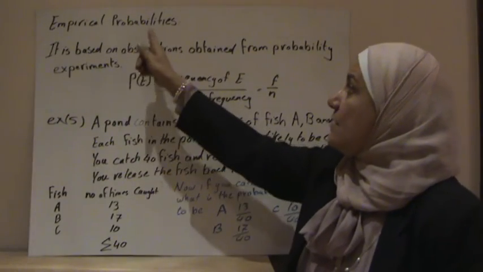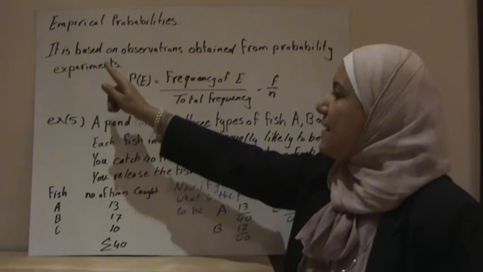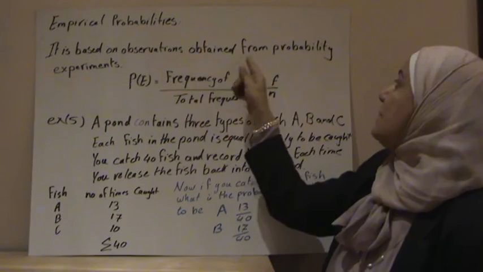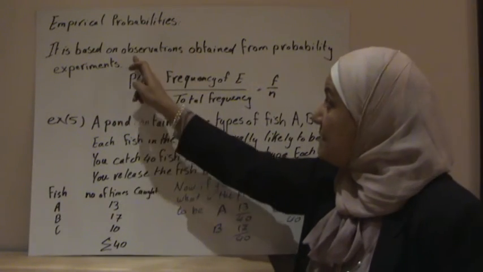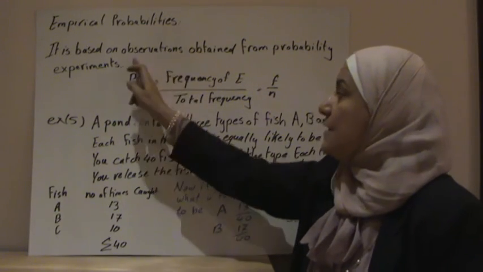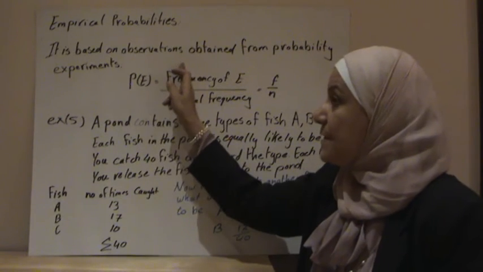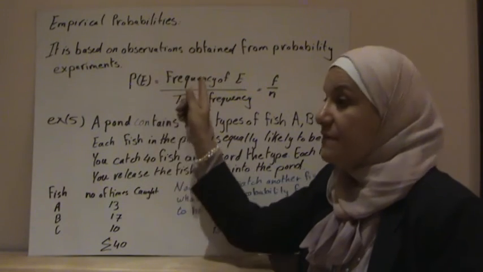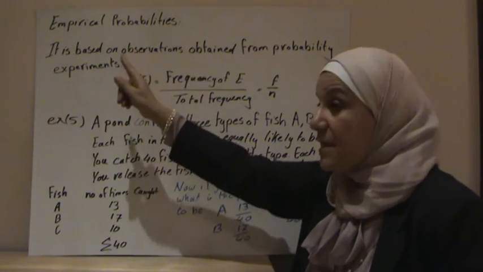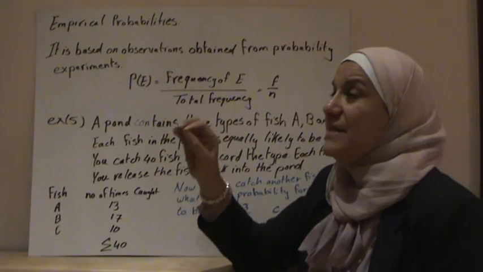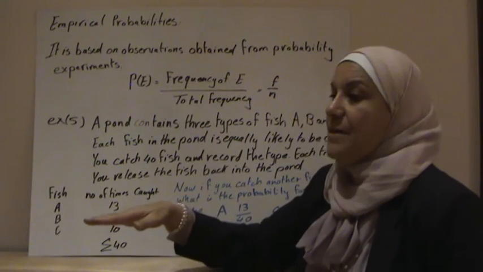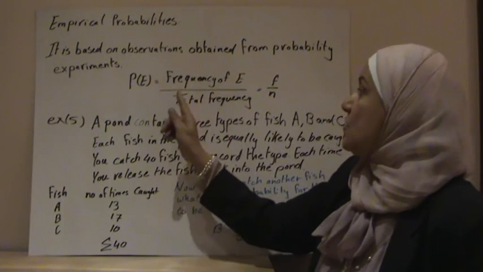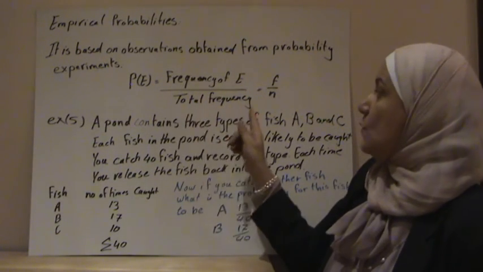What about the empirical probability? It is based on observations obtained from probability experiments. So it is built on observation, very important. There is nothing that is sure. This is the difference between empirical and classical. Classical is something that we are all agreeing upon, while empirical is based on observation. So the frequency over the total frequency.